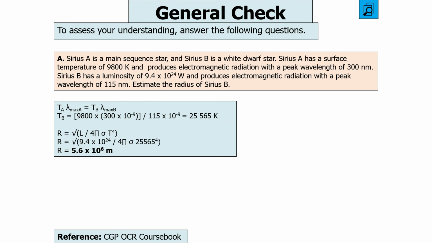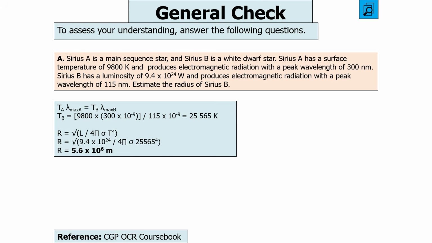So we can say Ta lambda A equals Tb lambda B. We use this to work out the temperature of Sirius B to be 25,565 Kelvin. We can then say r is equal to the square root of L over 4 pi sigma T to the 4.